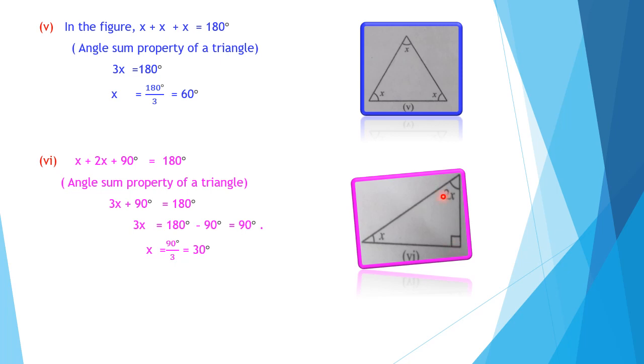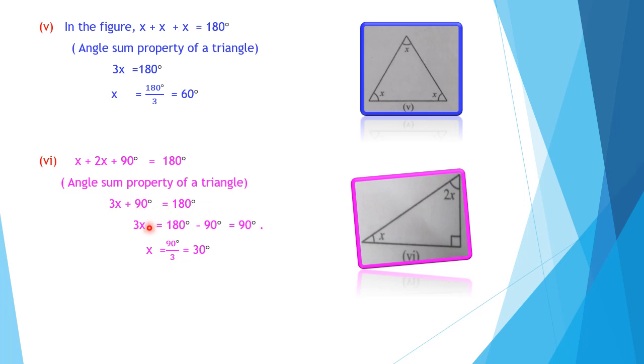So here 2x, x, 90 degree. So all the three angles adding up we get 180 degree. That is angle sum property of a triangle. 2x plus x plus 90 is equal to 180 degree. And x plus 2x, x means 1x, 1x and 2x adding up you get 3x. 3x plus 90 is equal to 180 degree.